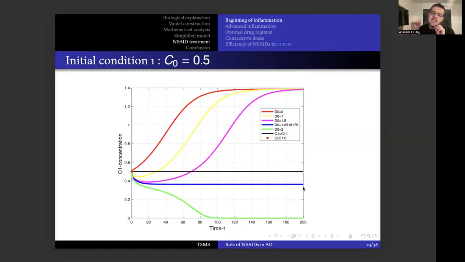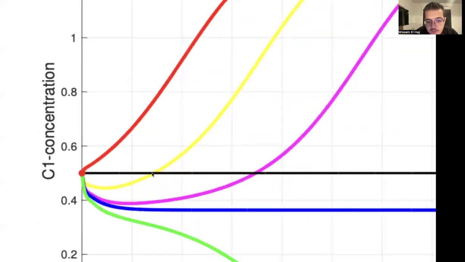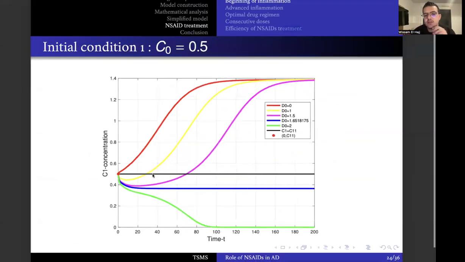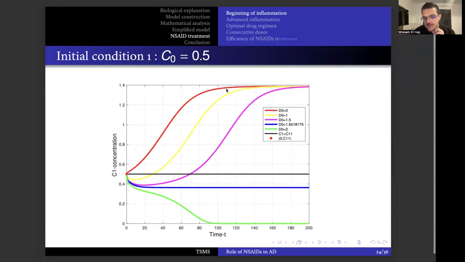So if the concentration is between 0 and 1.6, as you can see in yellow or in magenta, the solution will decay because of the drug, and then the drug will have no more effect. It will grow up again until it touches the initial condition, and this is the return time, the time I have just explained before. But as you can see, it will not be beneficial, it will go up again. Similarly, for the purple, it will go down, reach a return time of around 75 days, and go up again.